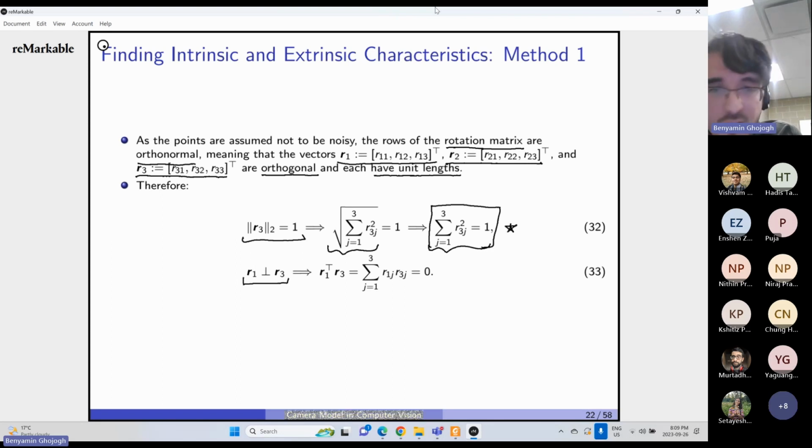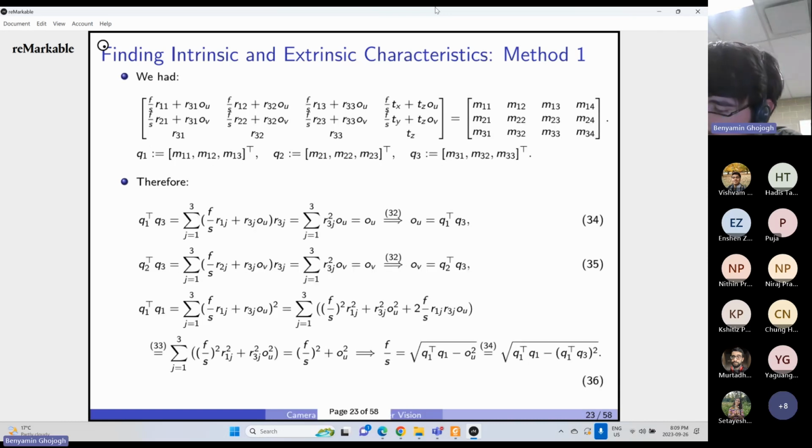Also, we know that R1 and R3 are orthogonal to each other. Therefore, their inner product becomes 0. And this is the inner product, right? The summation of R1J times R3J, where J goes from 1 to 3. I'm going to use this equation too. So keep these two equations in mind.